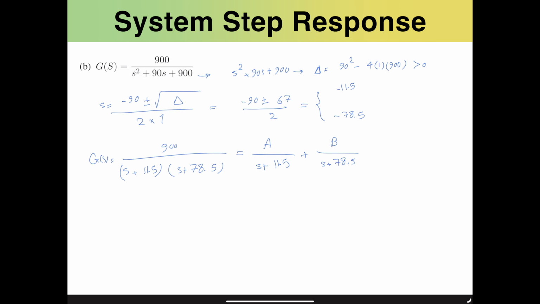After doing so, we can easily find out that these terms individually are going to turn into exponential terms in time domain, which means that the first term is going to turn into A e to the power of minus 11 and a half t. The second term is going to turn into B e to the minus 78 and a half t, and they're going to be summed up. So that is actually how they will be converted from the frequency domain into the time domain.